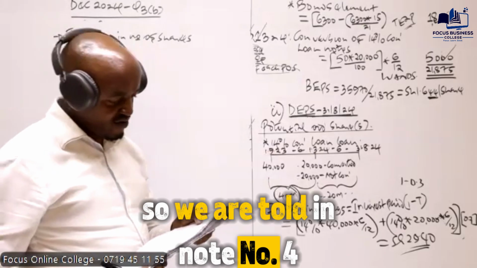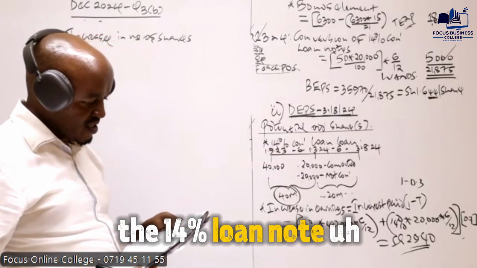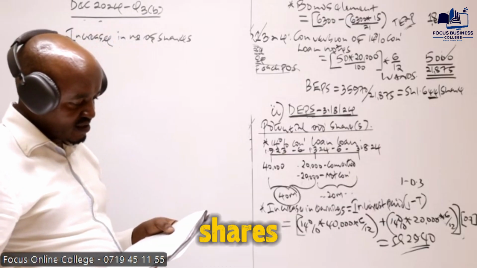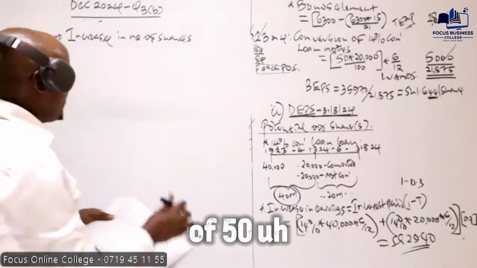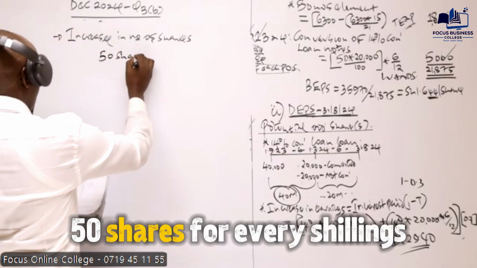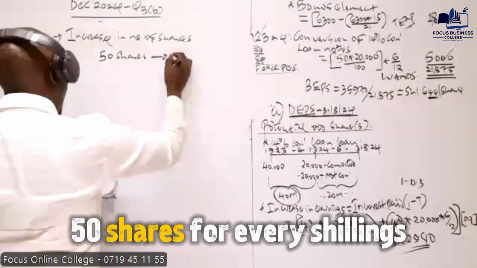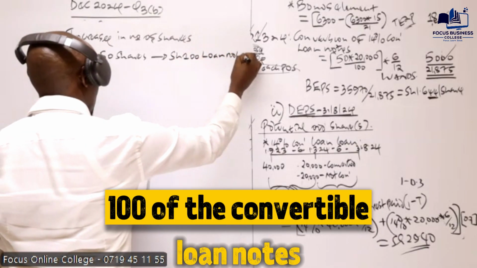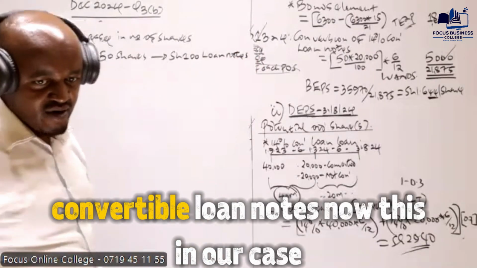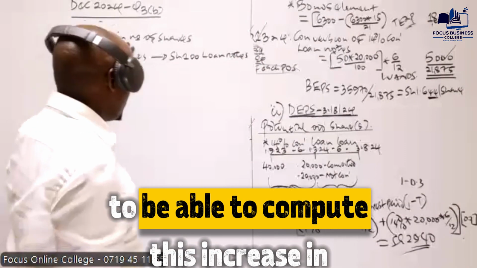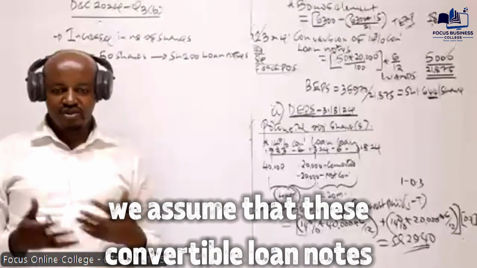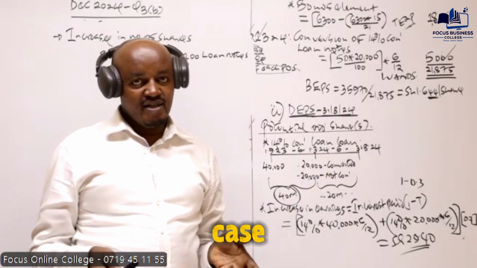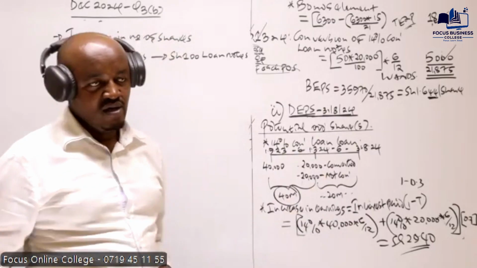So we are told in note number 4, the 14% loan note in issue is convertible into ordinary shares at the holder's option on the basis of 50 shares for every 100 shillings of the convertible loan notes. Now, basically, in our case, for us to be able to compute this increase in number of shares, we assume that these convertible loan notes were converted into ordinary shares during the current year. If that is the case, how many ordinary shares would have been issued on conversion?